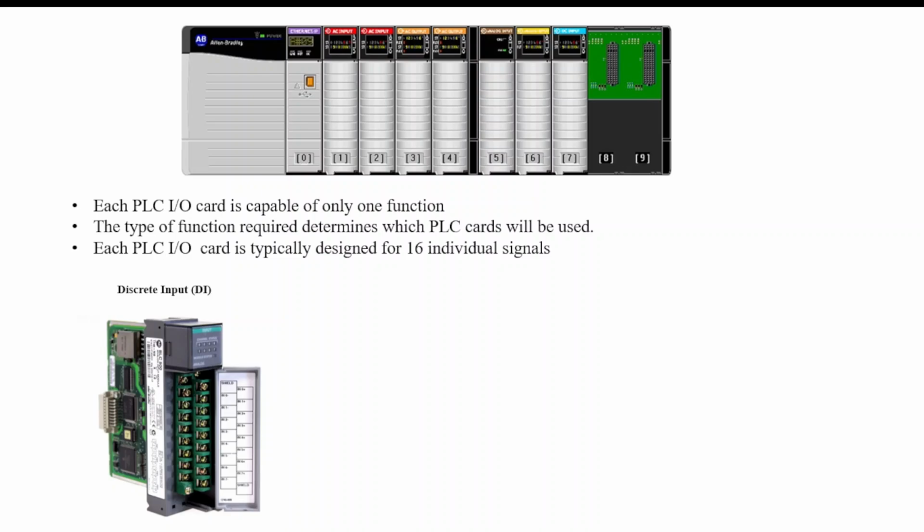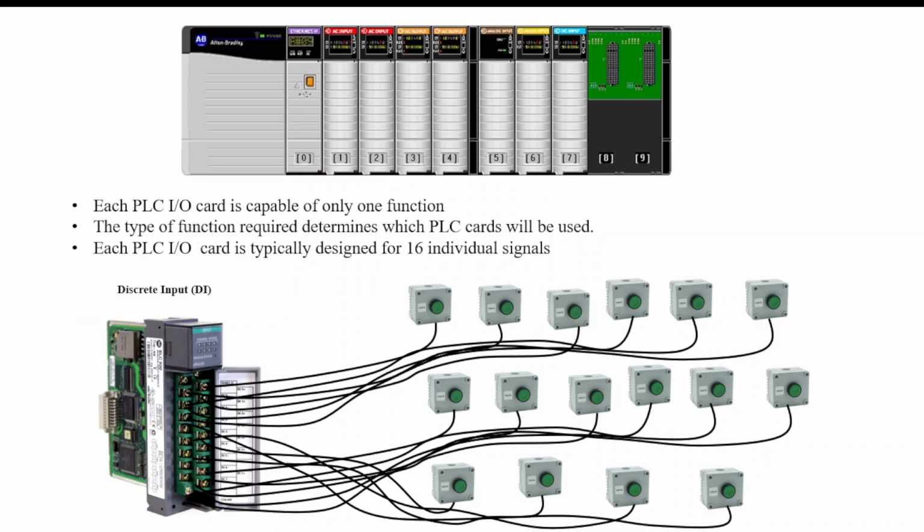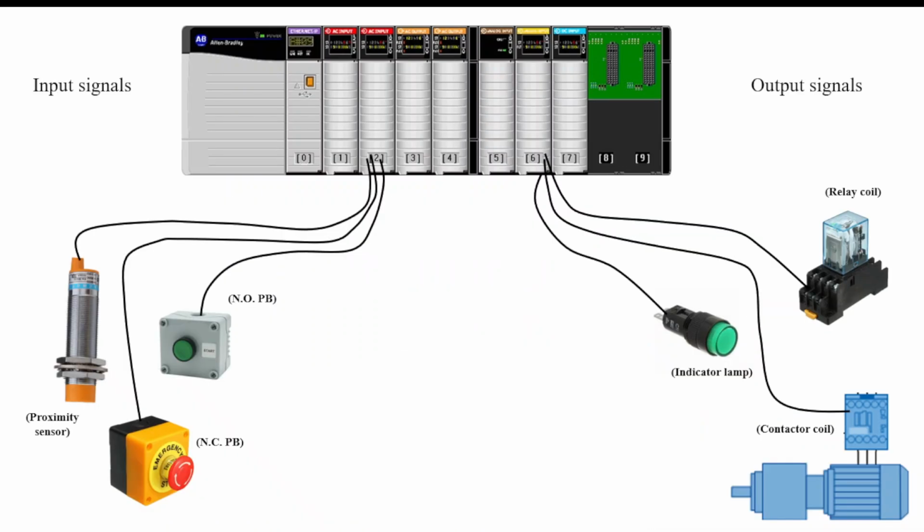Now, each PLC I/O card is typically designed for 16 individual signals. And so what that means in a very basic sense is that each card could handle and interpret 16 individual push buttons coming back, and that could be then programmed into the operating system to do a myriad of different operations dependent on a combination of each of these push buttons being pressed.